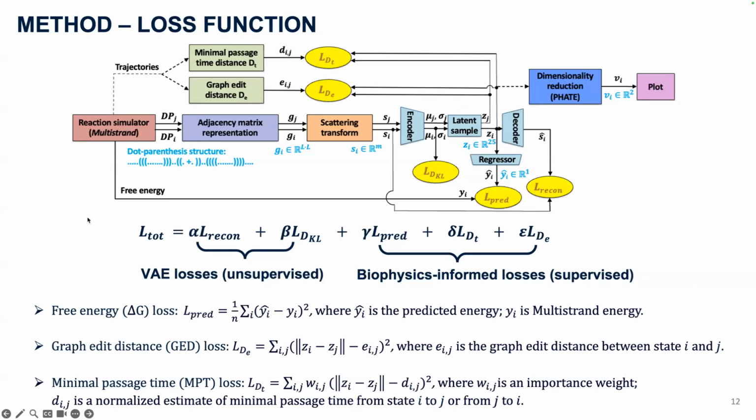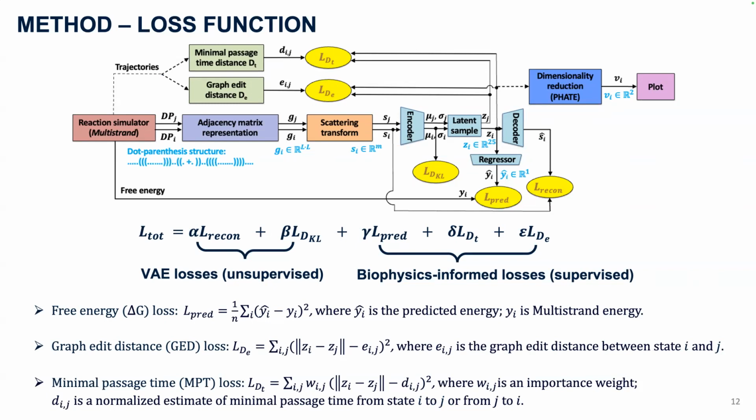The top figure shows a detailed version of our model. In this model, the total loss is made up of 5 terms. The first 2 terms are VAE losses, which are unsupervised, and the last 3 are supervised biophysics-informed losses.